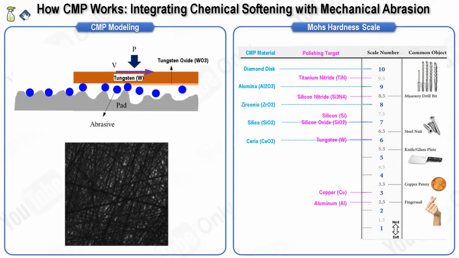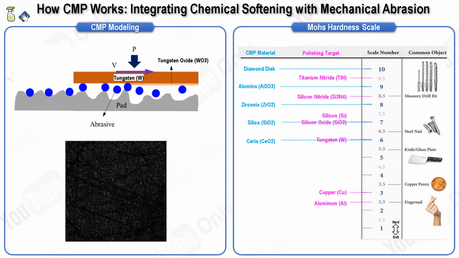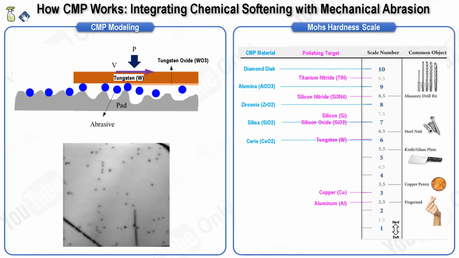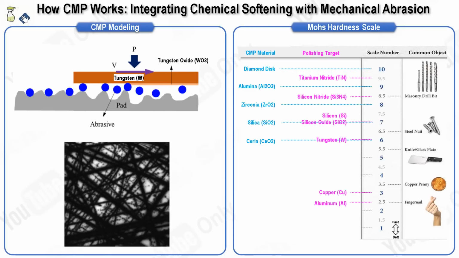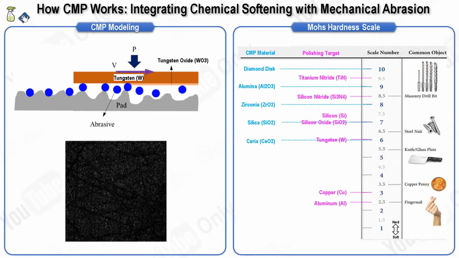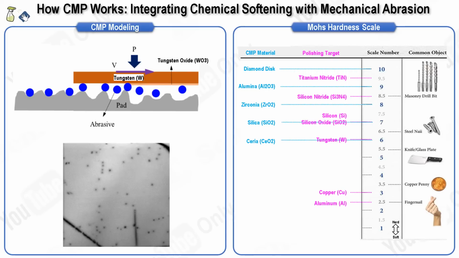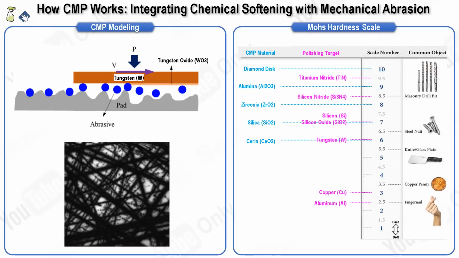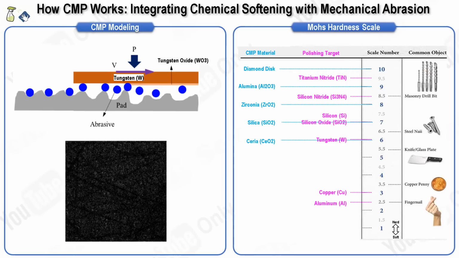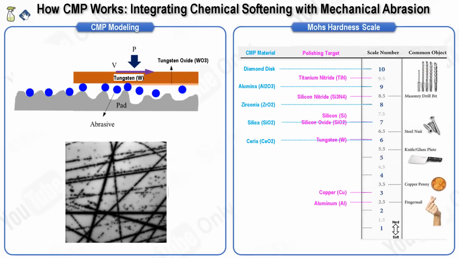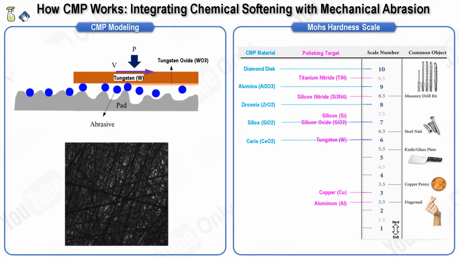CMP works by having abrasives create scratches on the surface to remove material. To achieve effective polishing, the hard layer needs to be softened. This softening is the role of the chemical component in the CMP process. The chemical action softens the surface layer, which is then abraded away by mechanical force. Once the softened layer is removed, the underlying layer is exposed, softened by the chemical again, and then abraded away. This cycle repeats, allowing the polishing to proceed.